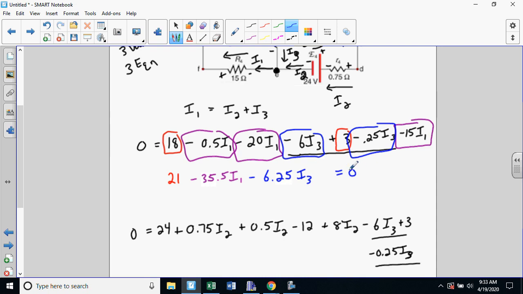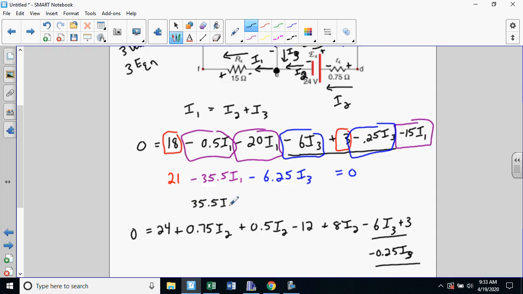Now what I want to do is move the constant terms to the right side, and line up each of the variables. So I'll start with I1, and I'm also going to interject I2 into this equation, but of course the coefficient on I2 is just 0, and then I3. So instead of moving 21 to the other side, since it's already positive, I would move these guys over because they're negative. So I would add 35.5 I1 and I would add 6.25 I3, and I would end up with something that looks like this.